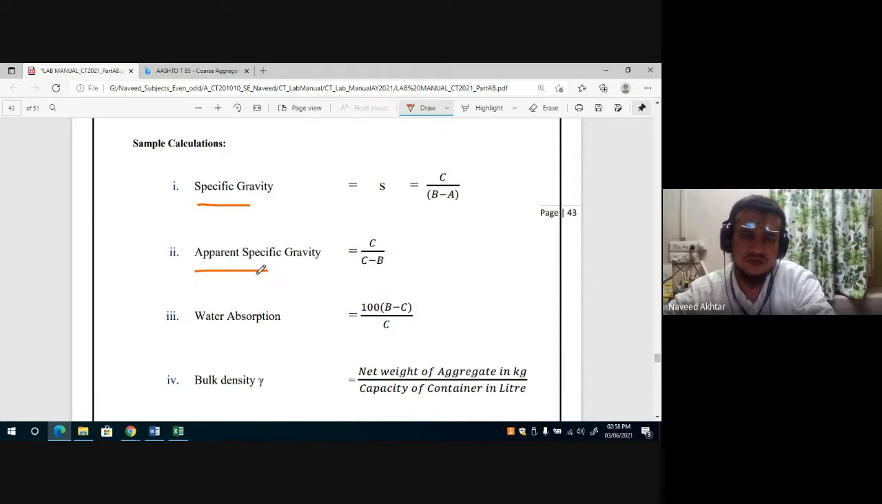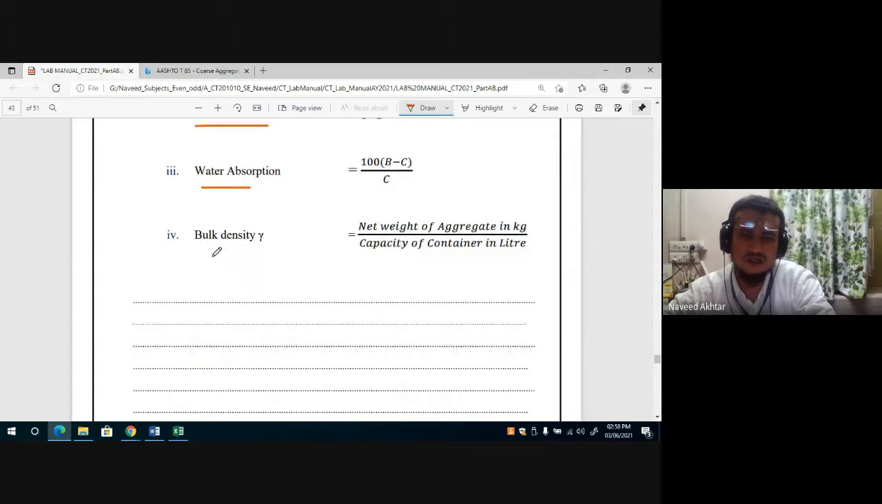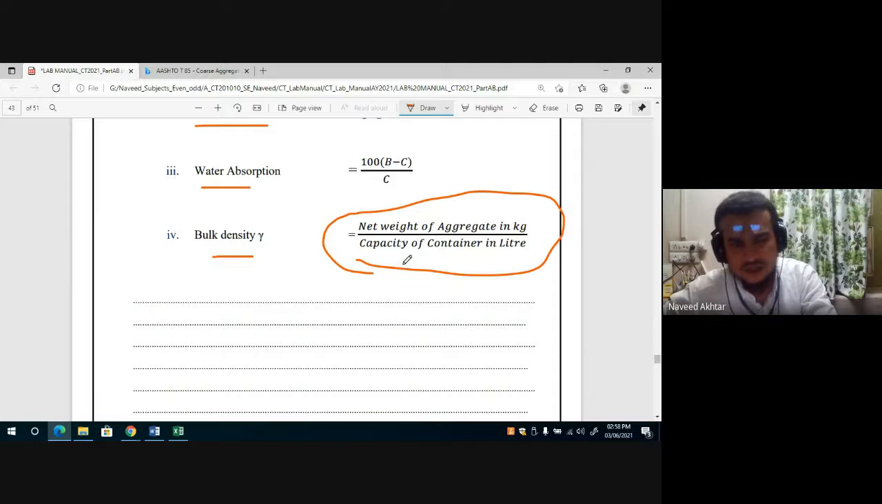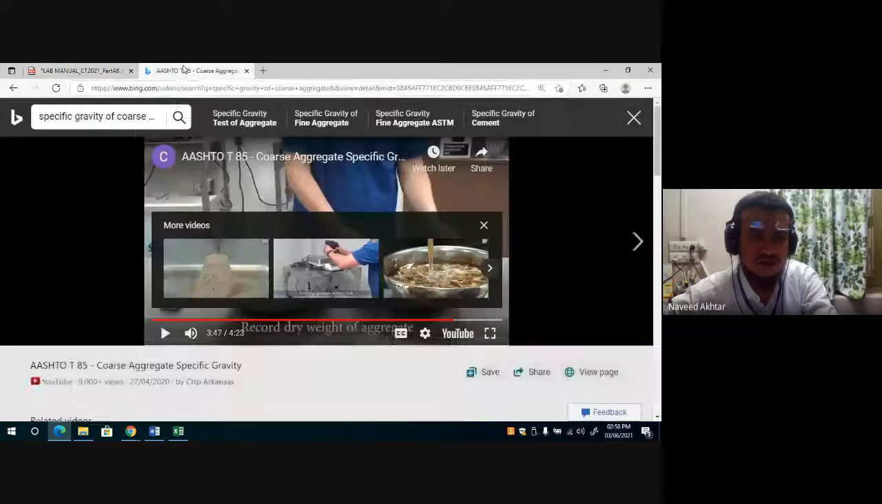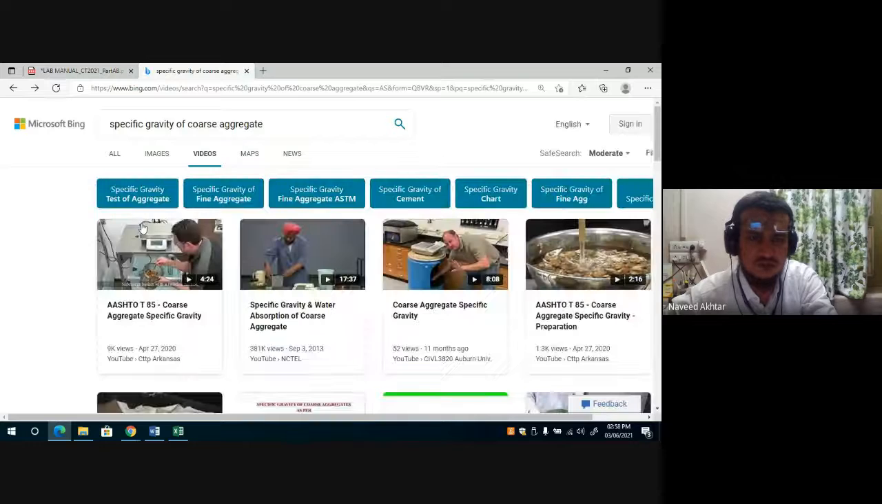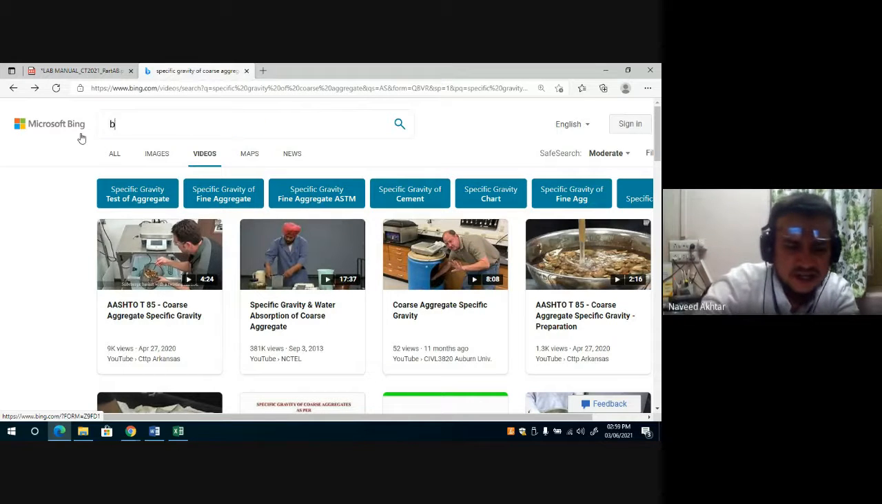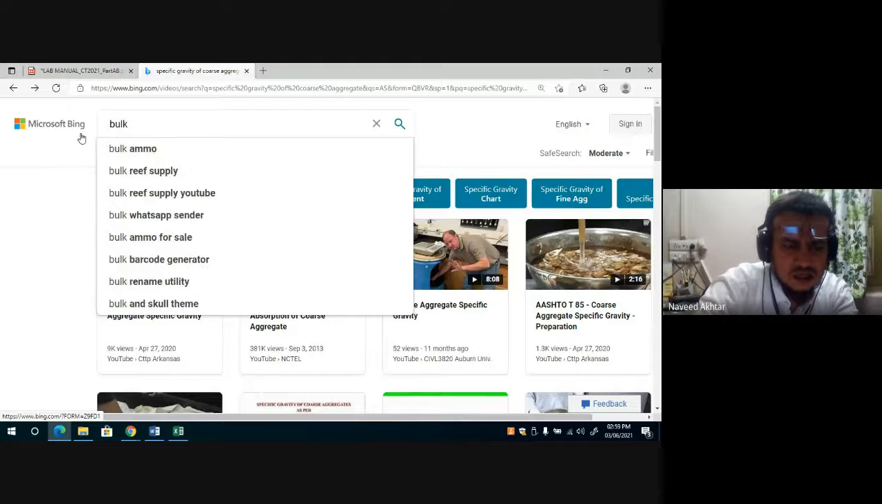The specific gravity, water absorption, and bulk density: bulk density is nothing but net weight of aggregate divided by the capacity of container in liters, or the volume of container. The volume of container gives you the bulk density of your aggregate. So likewise, you can find out the specific gravity and water absorption of the aggregate. Also, the bulk density you can find out for fine aggregate and coarse aggregate.